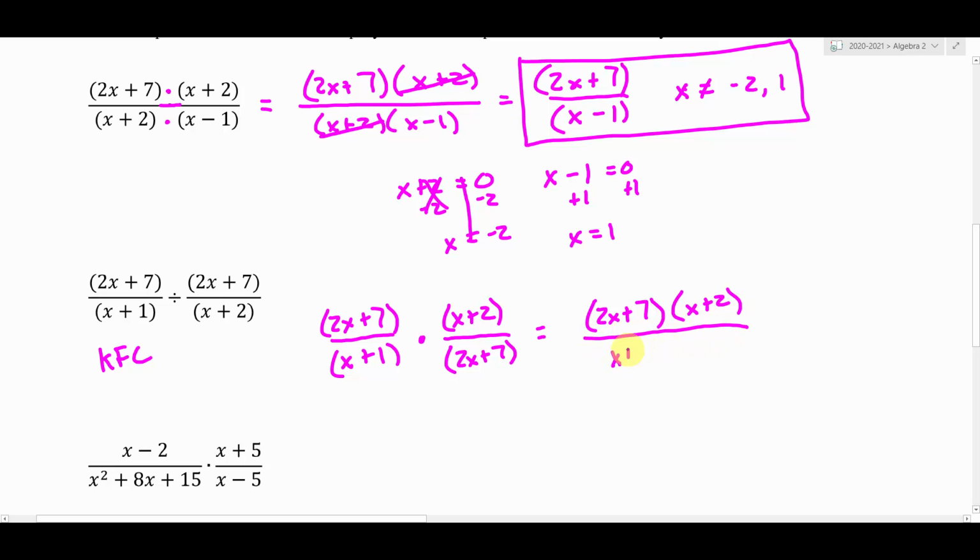And then we have an x plus 1 and a 2x plus 7 in the bottom. And then I scan the top and the bottom for common factors. You'll notice 2x plus 7, those are the same in the top and in the bottom. So I'm going to cancel one set of 2x plus 7's out, and look at what I have left. I have an x plus 2 and an x plus 1.